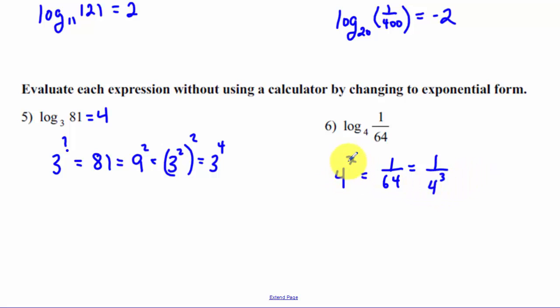Now this 4 is in the numerator, so I want to move this 4 to the top. So we use another one of our exponent properties. Remember, when we change a term with an exponent to the other side of the fraction, we change the sign of the exponent. So now our exponent on the 4 is negative 3. Again, log base 4 of this is saying that 4 to the negative third power equals this fraction.